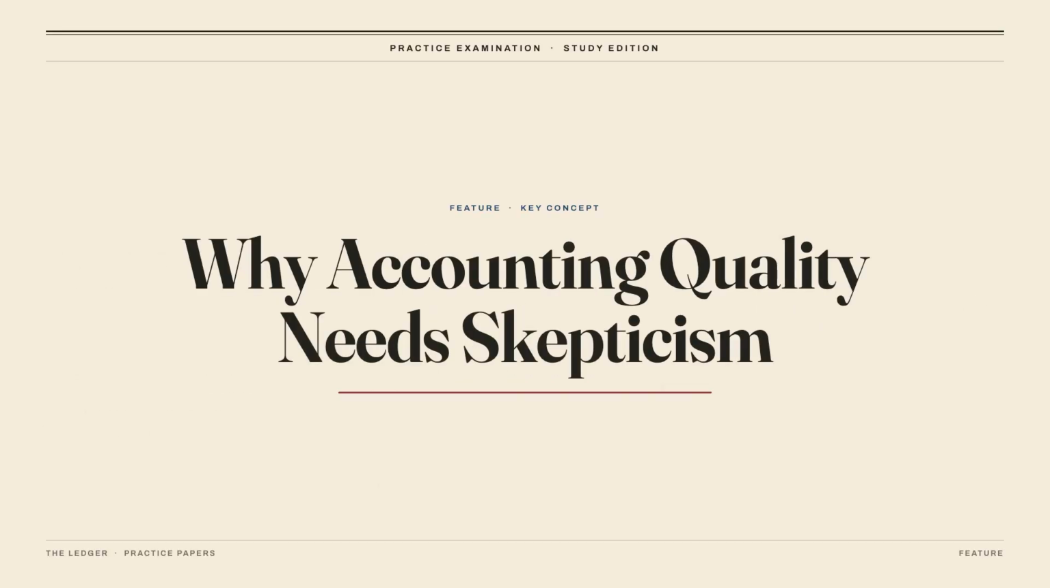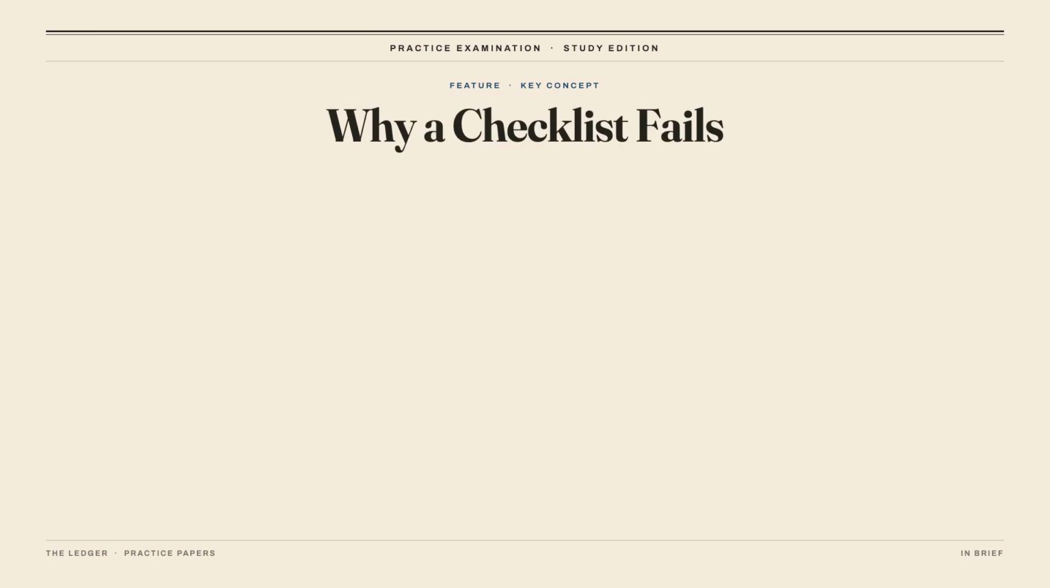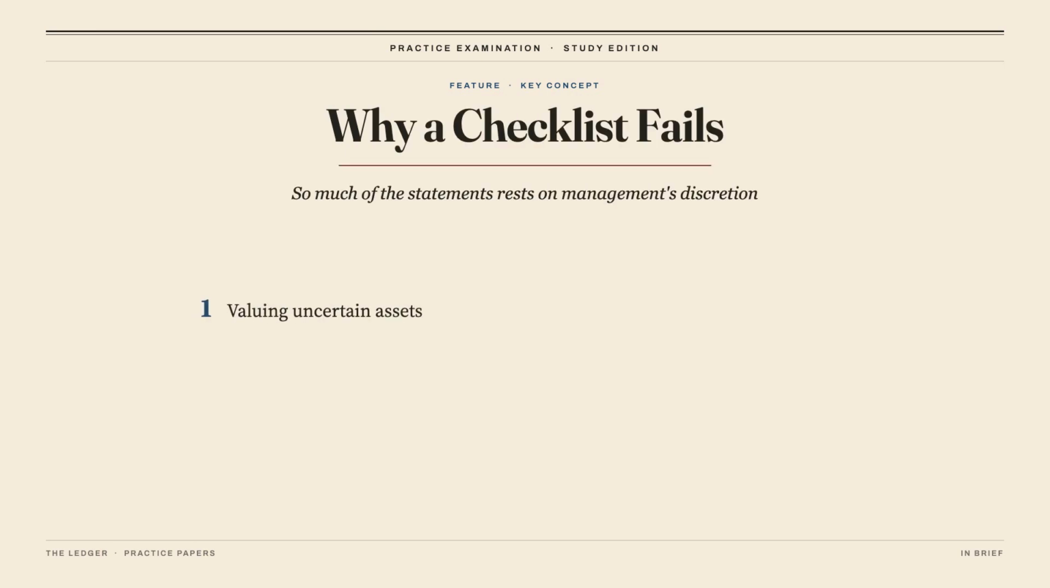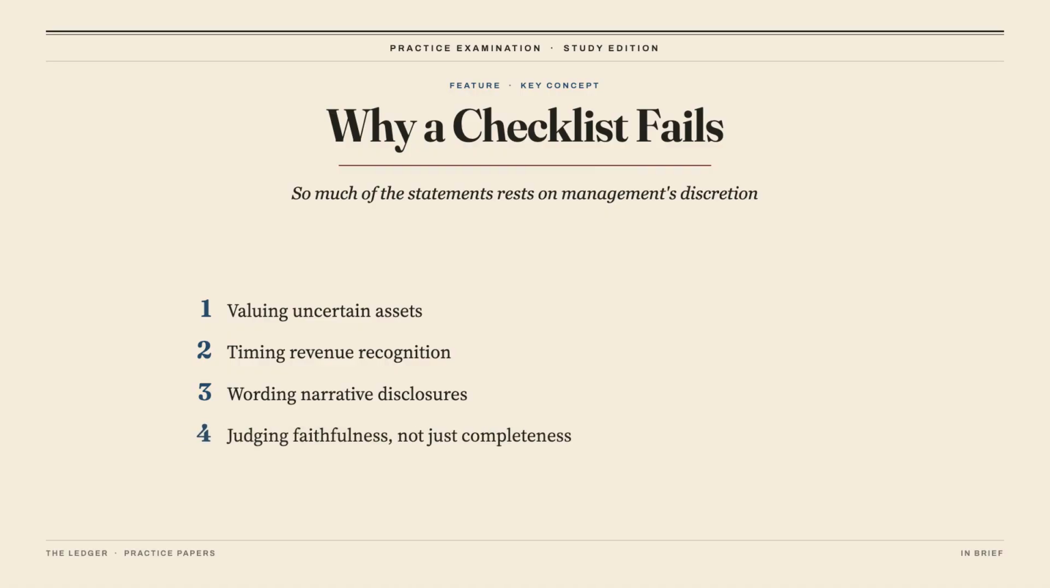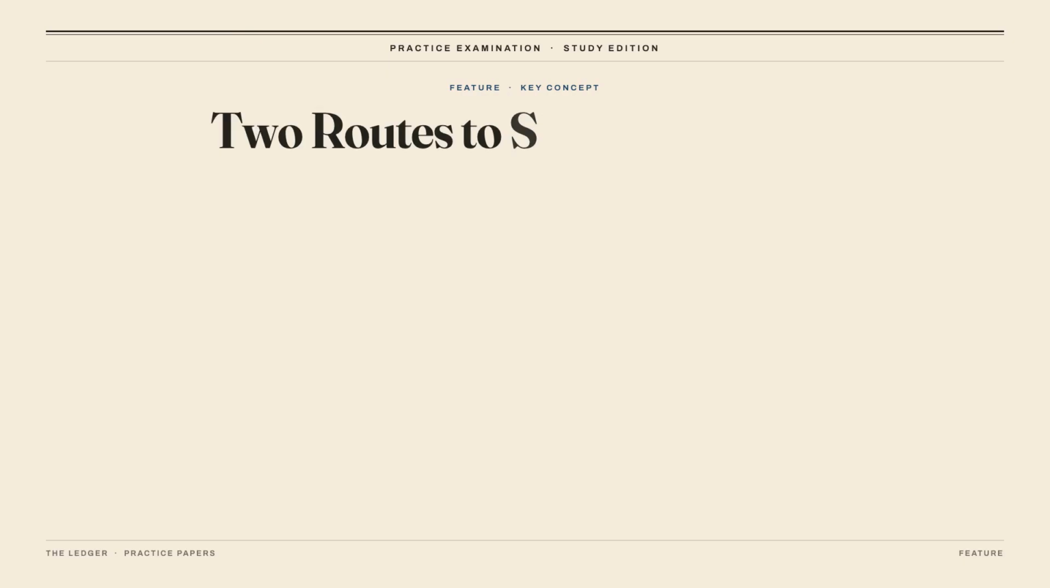The people who run a company are the same people who prepare its financial statements. That single fact means judgment permeates every number, note, and disclosure, and it's exactly what makes earnings management possible. A checklist can confirm required items are present, but it can't judge whether the discretion behind them was honest. Valuing assets, timing revenue, and shaping disclosures all run through management's hands, demanding active skepticism instead of blind trust.